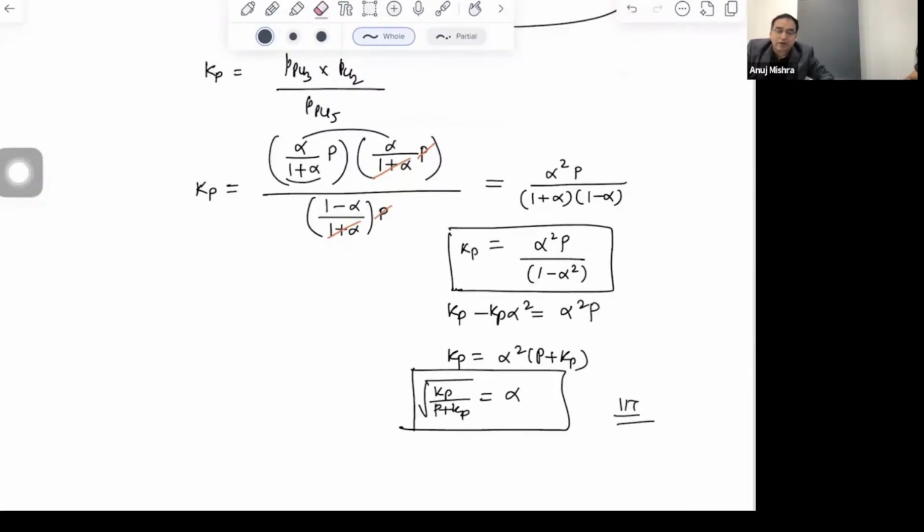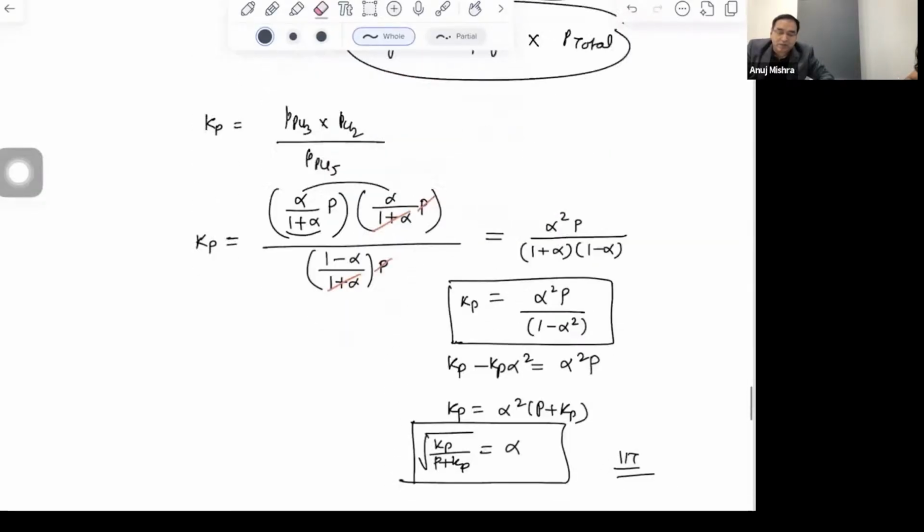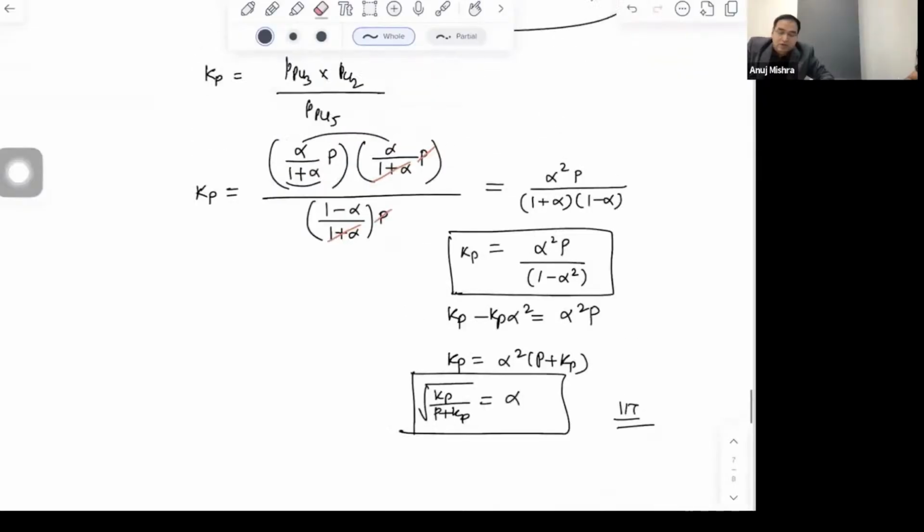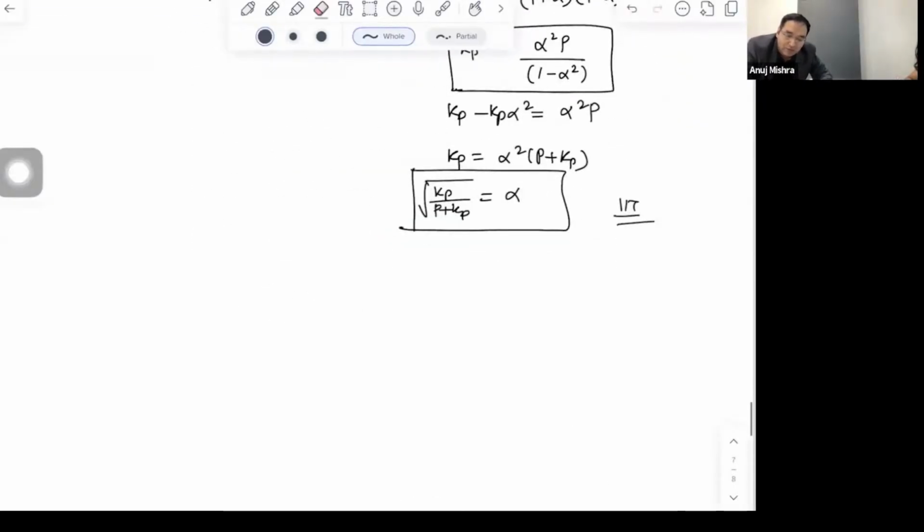Kp is alpha square..., and you can solve Kp for any of the questions and get the numbers. Is it clear? So, just for practice, try one small question and then we proceed further in this discussion.